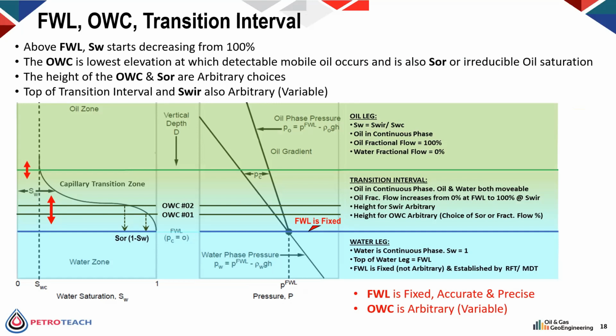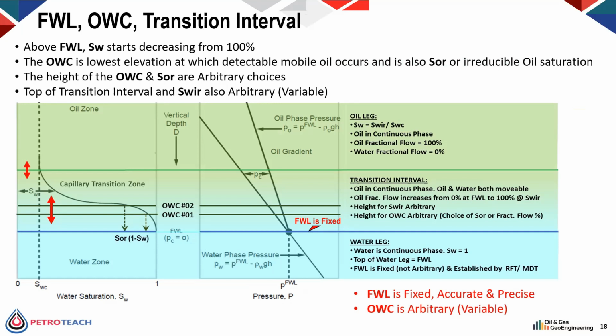So what you can see immediately is that the free water level is fixed, but the oil-water contact is actually the point on the capillary curve at which you estimate or assume that detectable mobile oil occurs. In other words, it's a point at which you're saying that you are now starting to see a significant amount of oil moving, okay? And that's a cutoff which, once again, is entirely dependent on the user. It's not fixed. In the example that you see here, I've actually put two of them.